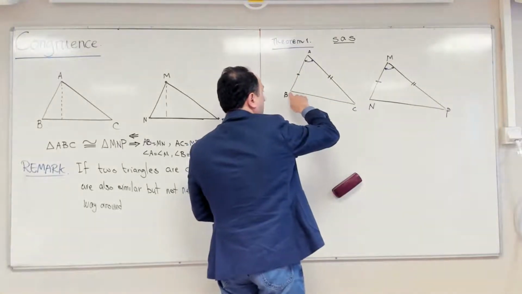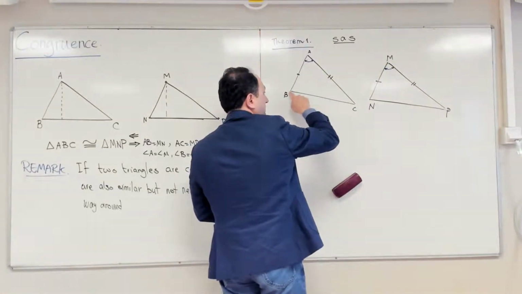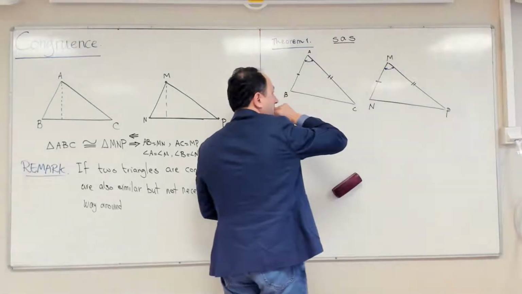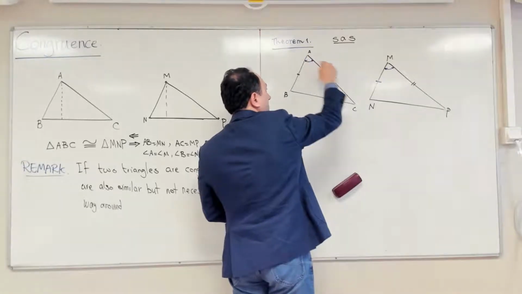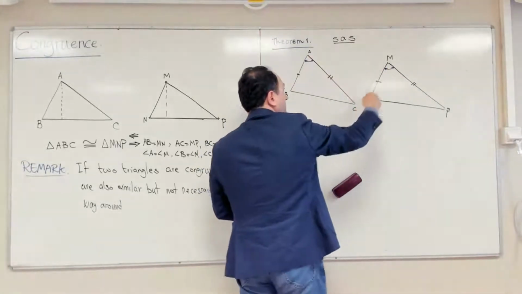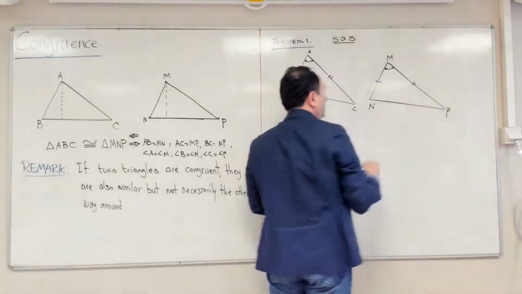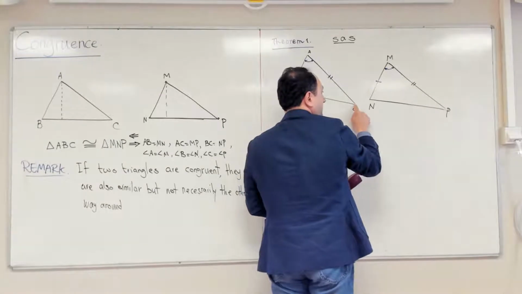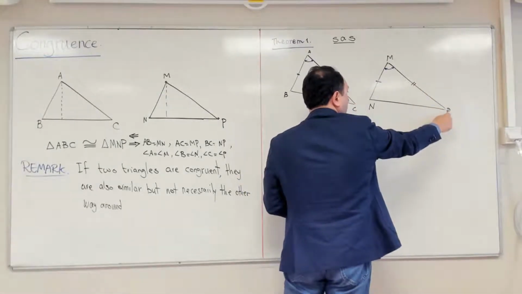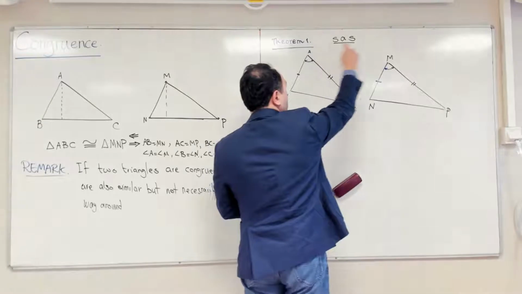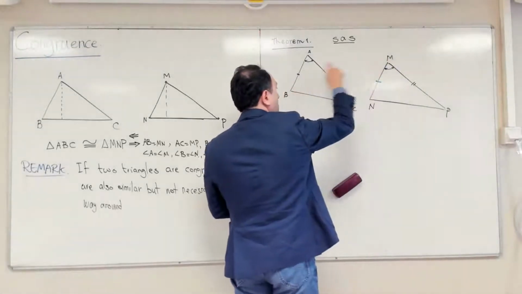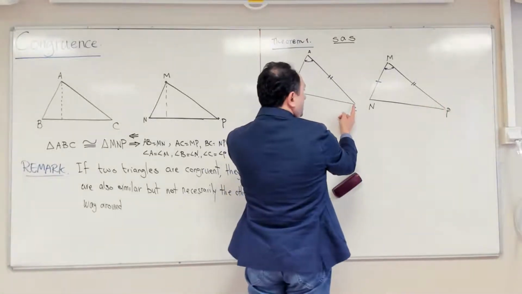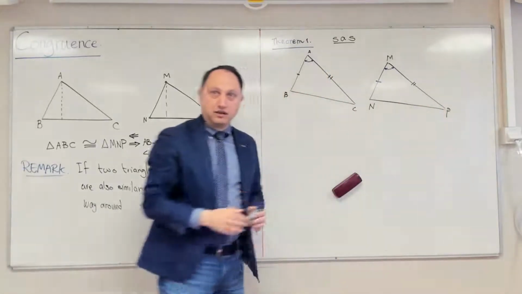And then I claim that I can put B on N, because this length is equal to that length. And because this angle is equal to that angle, this side will definitely lie on this side. And because this length is equal to that length, C will definitely lie on top of P. So A is on top of M, B is on top of N, and C is on top of P. So automatically BC will lie exactly on NP.